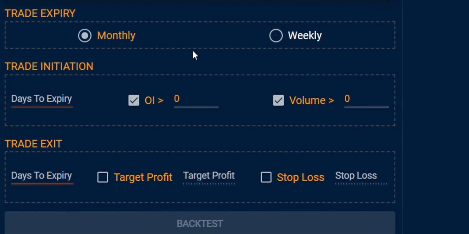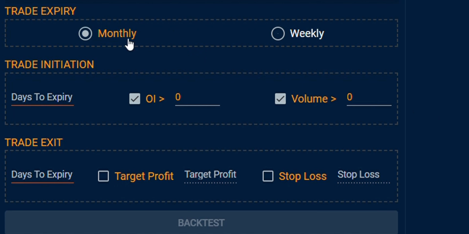Moving ahead, you have the trade expiry, in which you have two options. First one is monthly and second one is weekly. Suppose if you want to backtest your strategies based on the monthly expiry, you can select monthly, and if you want to see your backtest strategies based on the weekly, you can select weekly. As we are taking monthly, then you have the trade initiation. It means how many days before the expiry you are initiating your trade. Let's take 20 days. It means I am executing my strategies 20 days before the expiry.